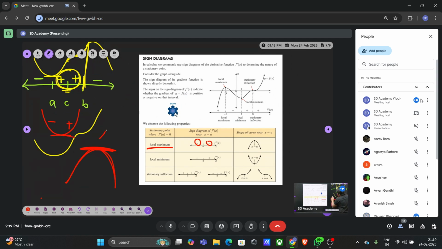If the graph is going up, up, up, a little bit horizontal, then up, up, up, this point is called a stationary inflection because no gradient is changing at that point. How many of you understood this? Please raise your hands.